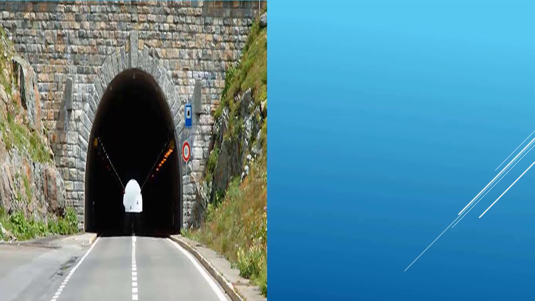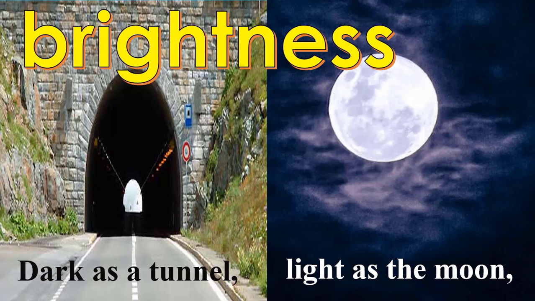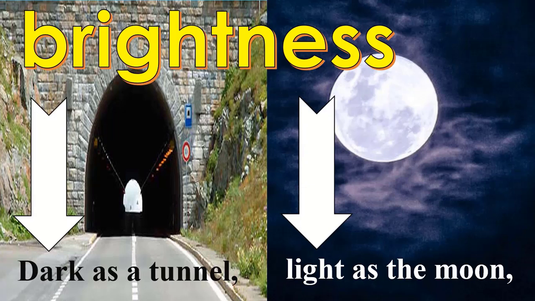Next lines. See, dark as a tunnel. Okay, you have seen a tunnel. And light as the moon. So here just find out two opposite words. Yes, here it is dark and light, and it shows brightness. So dark and light is one common feature here in these two lines.